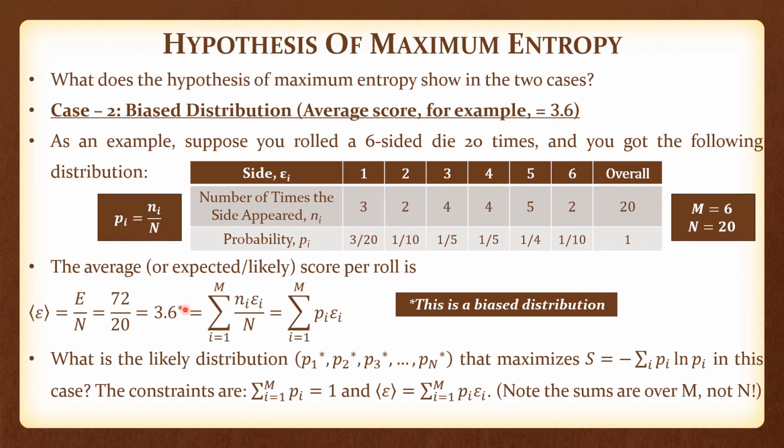So now let us ask, what is the likely distribution that maximizes this S in this particular case? What are the constraints? The one constraint is that sigma pi is 1. The second constraint is that the expected value of the number that you see is 1 or 2 or 3 or 4 or 5 or 6. It's not 3.5, it's not all equally likely. It is basically simply given by this sigma pi ei, and the sum, as you notice, is not over n but it is over m, which is the number of possible outcomes.